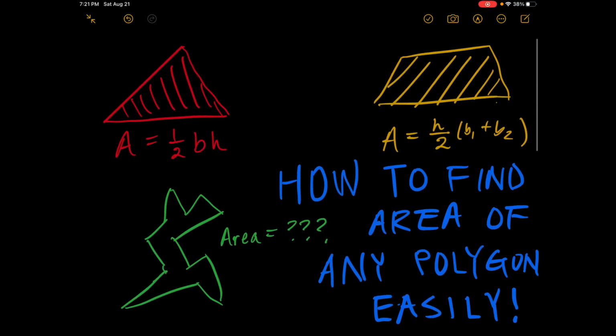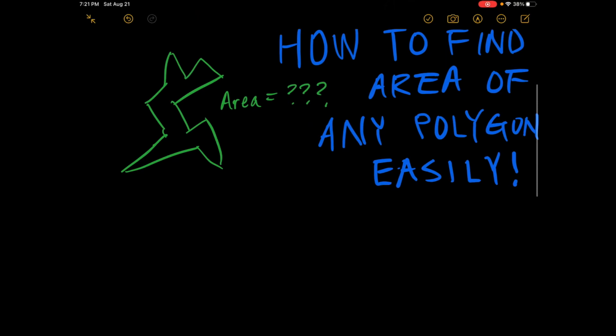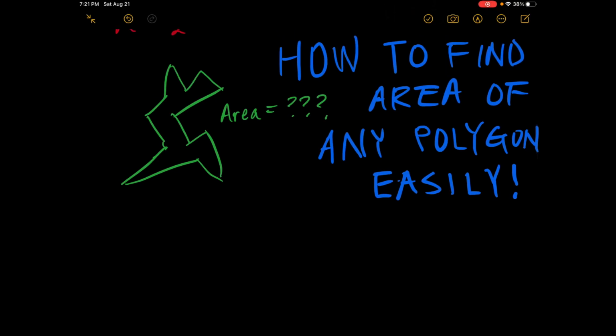For example, on this screen you can see that I have given you the area for a few shapes. The area of a triangle is 1/2 times the base times the height. The area of a trapezoid is the height of the trapezoid divided by 2 times the sum of the lengths of the two bases. But if you look at the green one here, it's not so clear how you're going to find the area of that, right?